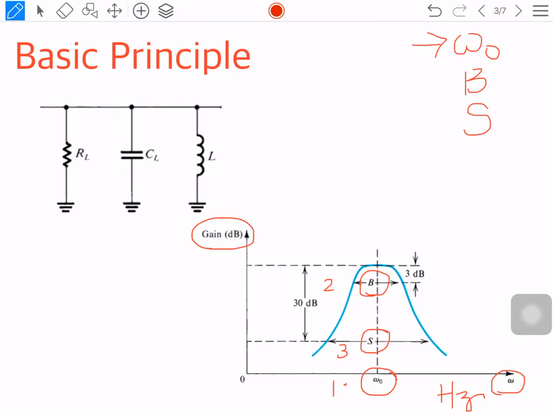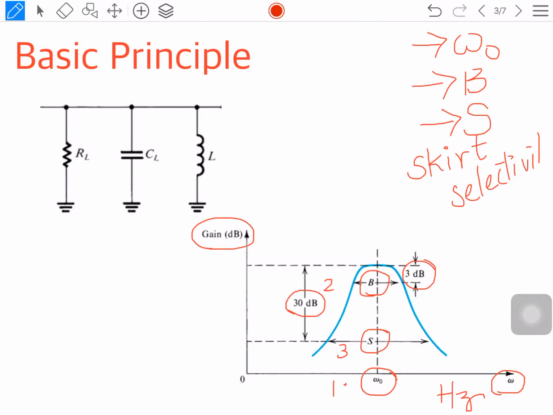From that center frequency, from the maximum value, if we go 3 dB down, we calculate the bandwidth of that particular amplifier. Similarly, going 30 dB down from the maximum gain value, we characterize one more parameter called skirt selectivity. These are the three parameters to characterize the frequency response here. The frequency response is almost like a band pass filter.